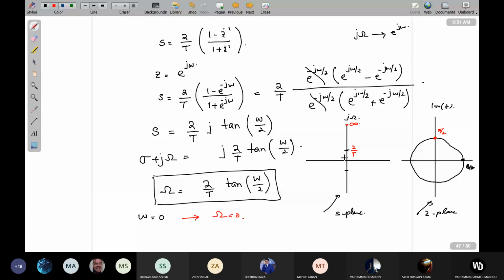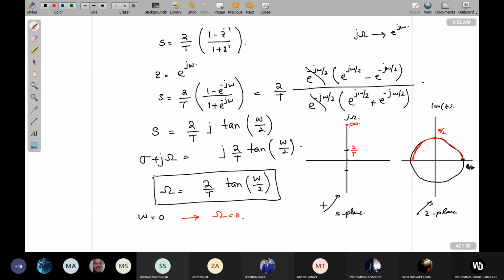So from 0 you have moved on this circle to pi, and in fact you are moving on the j omega axis from 0 to infinity. So as you are traversing on this exponential j omega circle from 0 to pi, you are in fact moving from 0 to infinity on the j omega axis, and similarly on the other side, you will be moving from 0 to minus pi on this j omega circle, or pi to 2 pi, and you will be moving from 0 to minus infinity on the j omega axis.